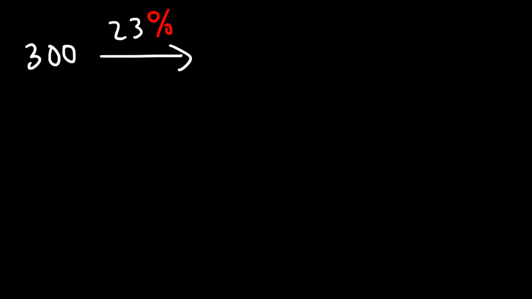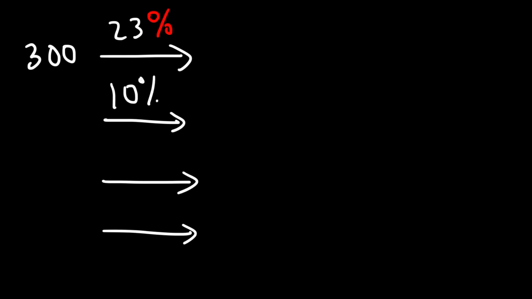Now let's work on one more problem. So let's say we want to find 23% of 300. Based on the previous examples, what can we do? Feel free to pause the video. So the first thing I would do is find the value of 10%. We know that 10% is going to be 30. And now I would find the value of 20%, which should be twice the value of 10%. So 30 times 2 is 60.